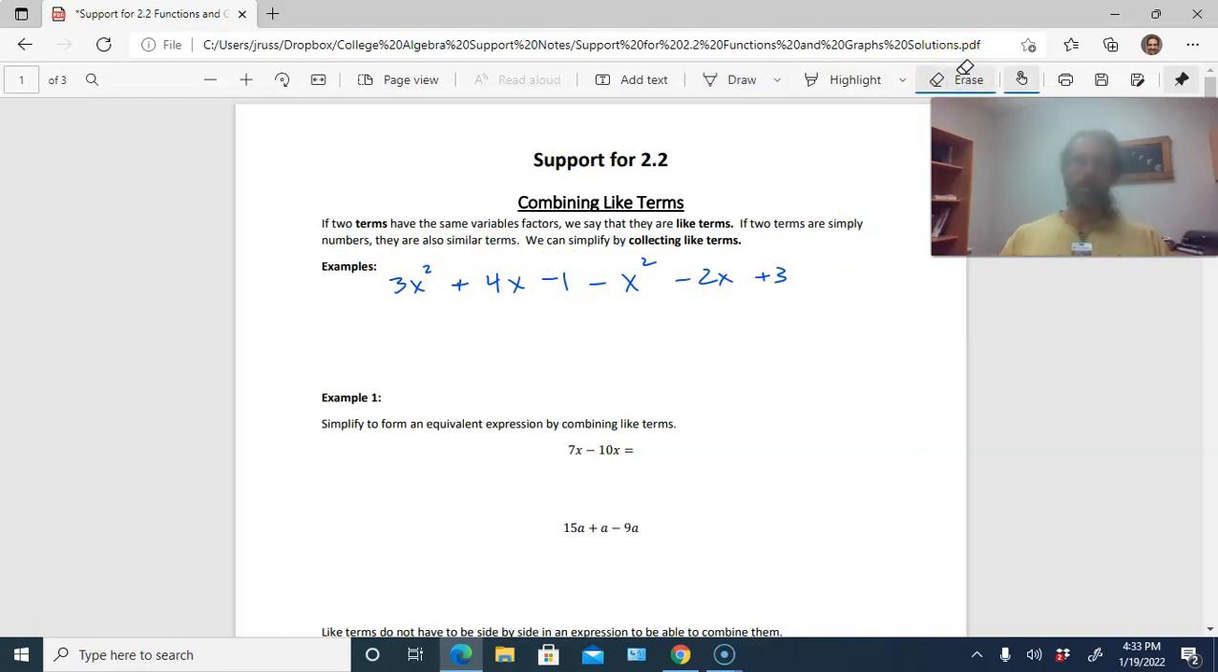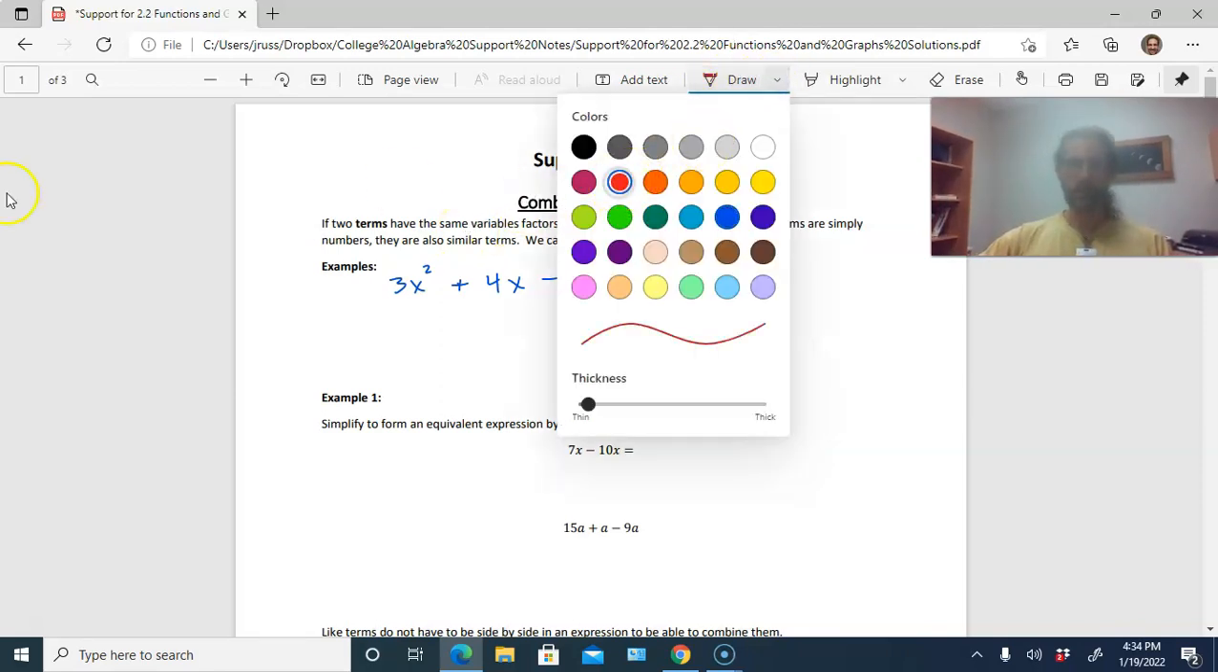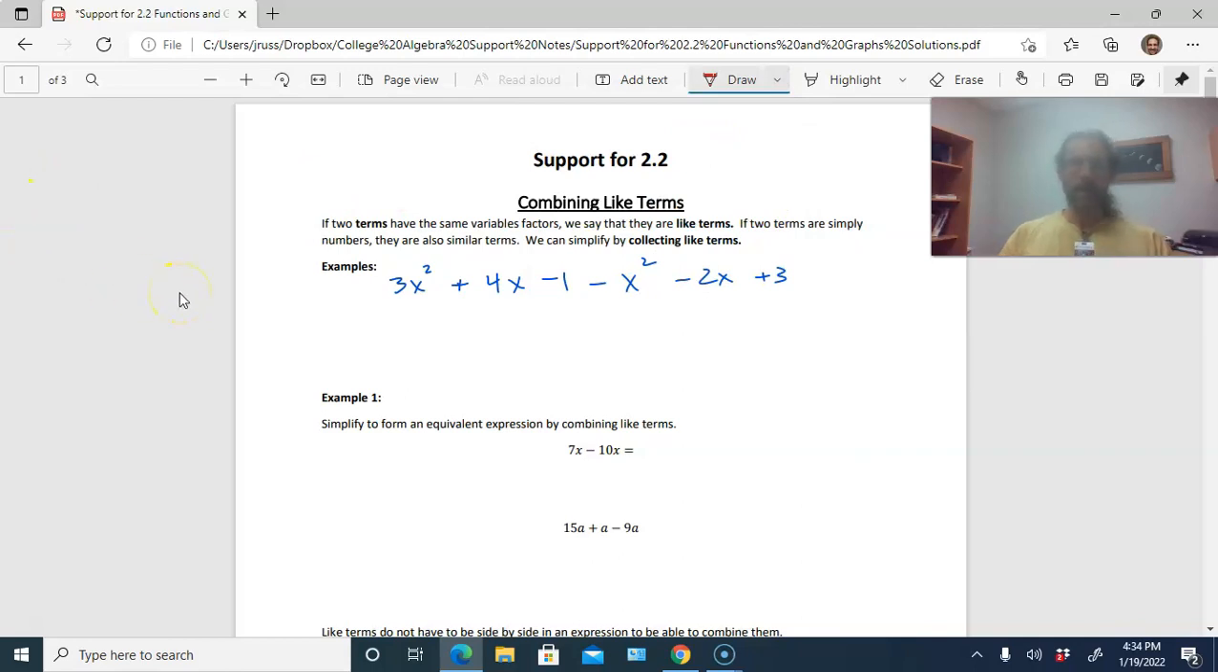So what we want to do is look at how we can simplify an expression like this by combining what are called like terms. If 2 terms have the same variable factors, we say that they're like. And if 2 terms are simply numbers, they are also like terms. When they're both numbers, guys, they're called constants. So let's look at this example. I'm going to grab a different color and underline my like terms.